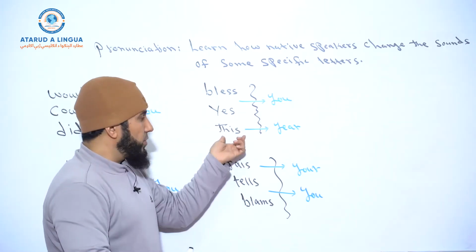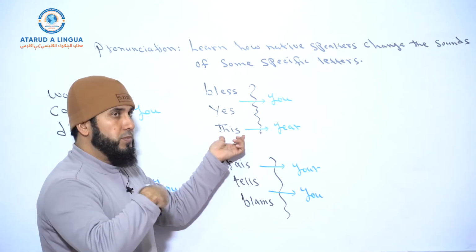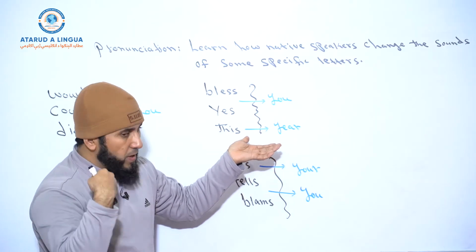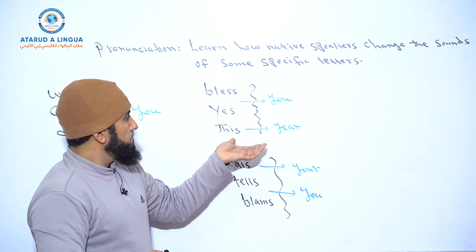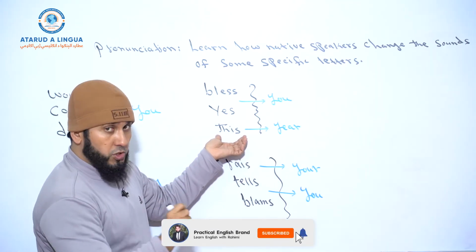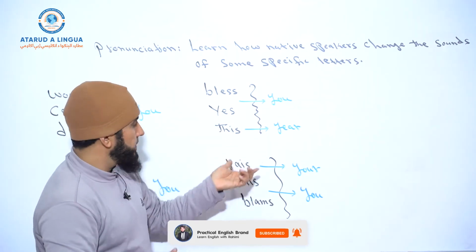This year. So there's the S sound here, and native speakers pronounce it "this year" with a SH sound. If you pay attention to native speakers while they have just a normal conversation, you will notice that they change the S sound to the SH sound. So "this year" becomes "thish year".